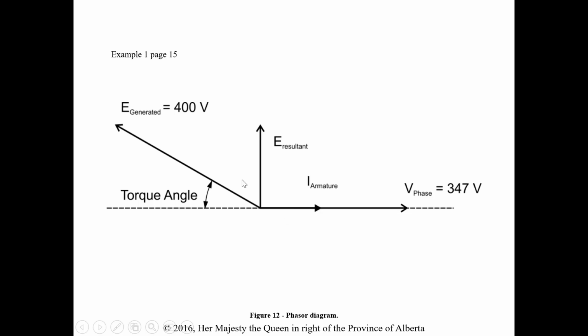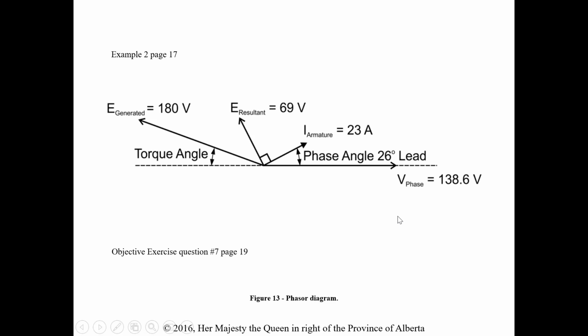Now the big thing here is that I armature is always going to lag E resultant by 90 degrees. So this 90-degree relationship right here is always going to apply. We can see right now the way this is running, we are running at unity because my current is in phase with my phase voltage. So right now this is showing me current is at unity because there is no lead or lag off the phase voltage.